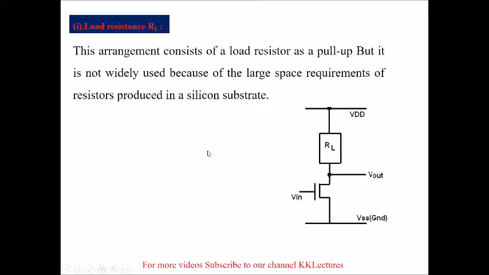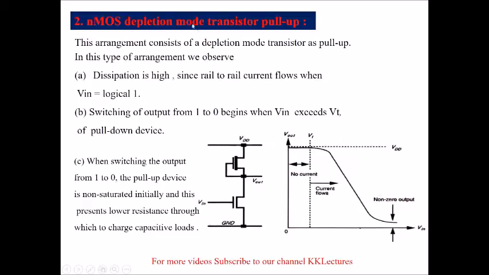So the next model we have here is the NMOS depletion mode transistor pull-up. That means in my CMOS inverter, in the pull-up part, wherever I have my PMOS, I am going to use a depletion mode transistor. If I use a depletion mode NMOS transistor, then how your characteristics are going to be affected, that is what we are going to see. This arrangement has one NMOS enhancement mode transistor, and the other is an NMOS depletion mode transistor.